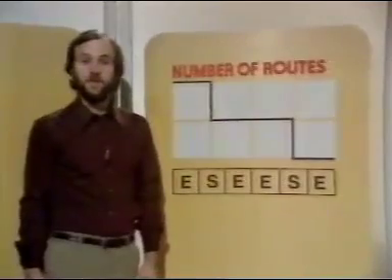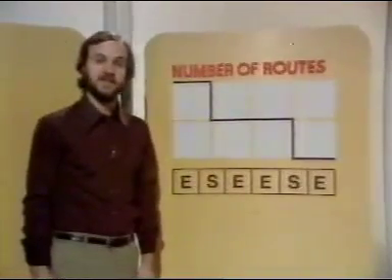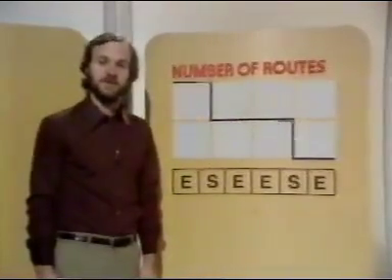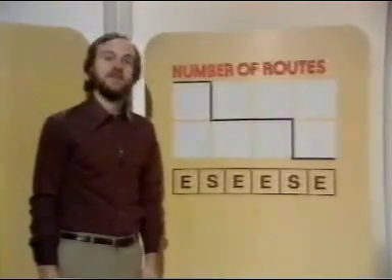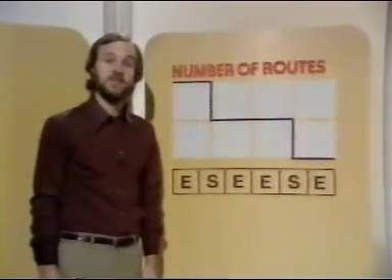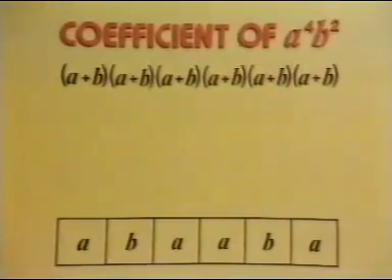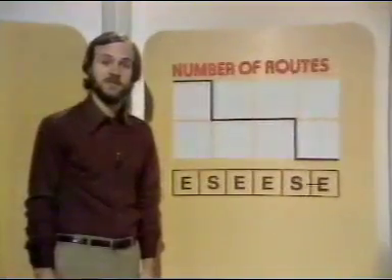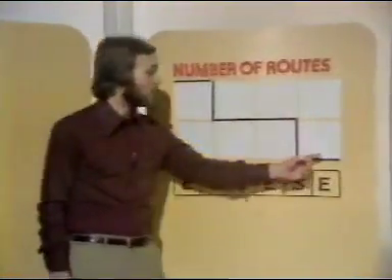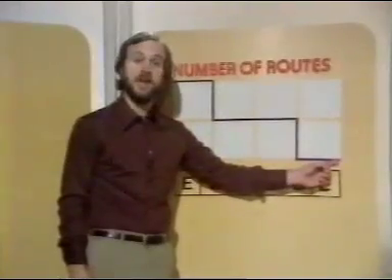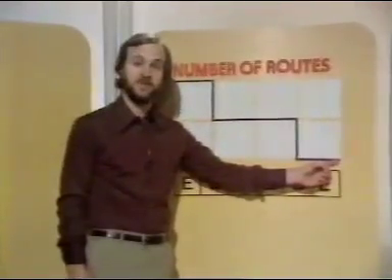So there are 15 ways of choosing 2 souths in 6 directions. And the corresponding thing in the expansion is the fact that there are 15 ways of choosing 2 b's from 6 brackets. So the coefficient of a to the 4th b squared must be 15. And how do we work that out? We do that by associating with this point the term a to the 4th b squared.